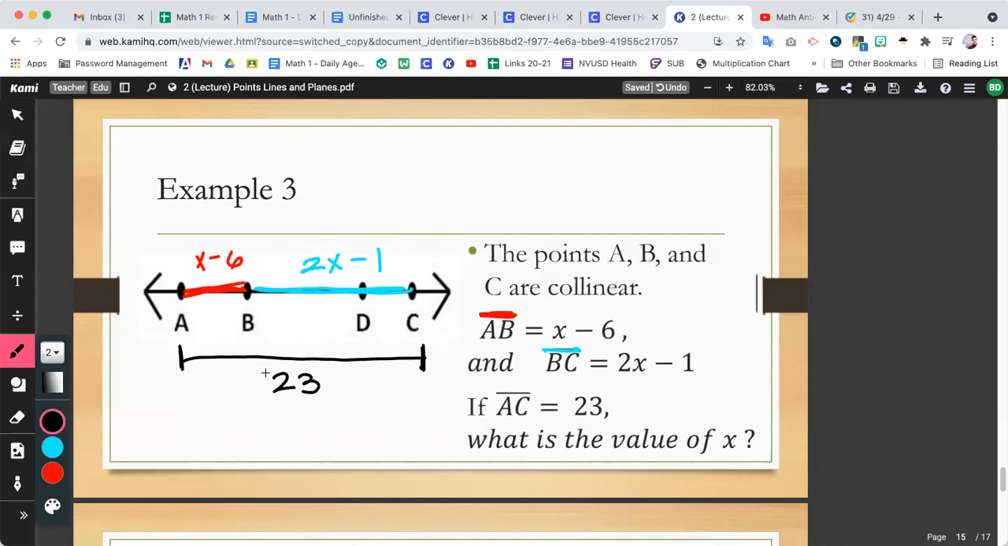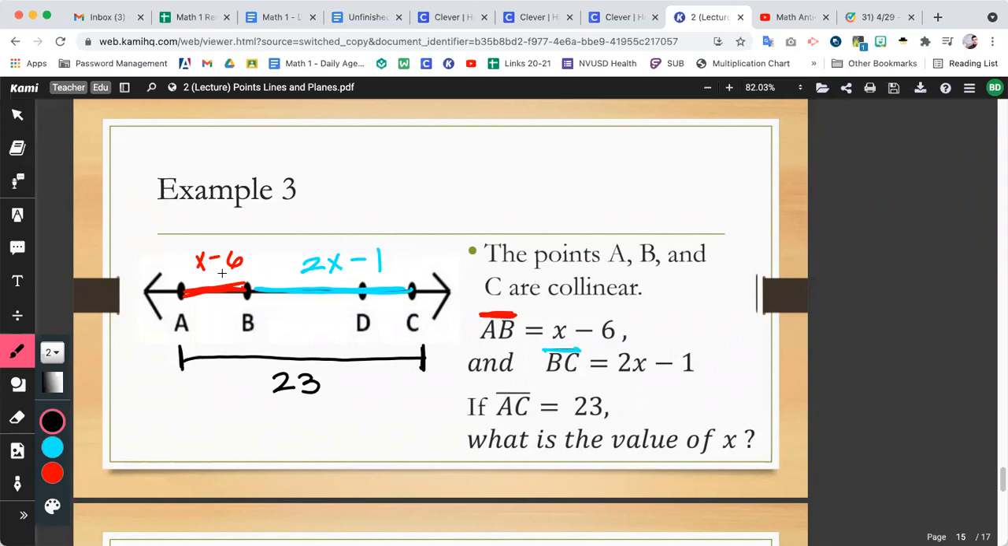So it's the same thing we've been doing. The red piece plus the blue piece equals 23. Does that make sense? The two little pieces on the top add up to the 23. Can I get a little confirmation? Yes or no? Okay, think of this as one long piece. It's 23, and I broke it into 2 pieces. If I add those 2 pieces up, they have to equal the 23.